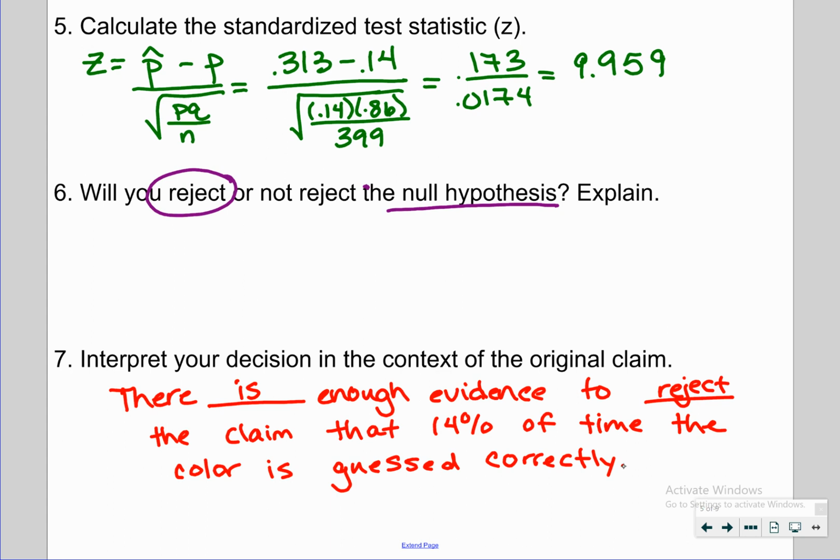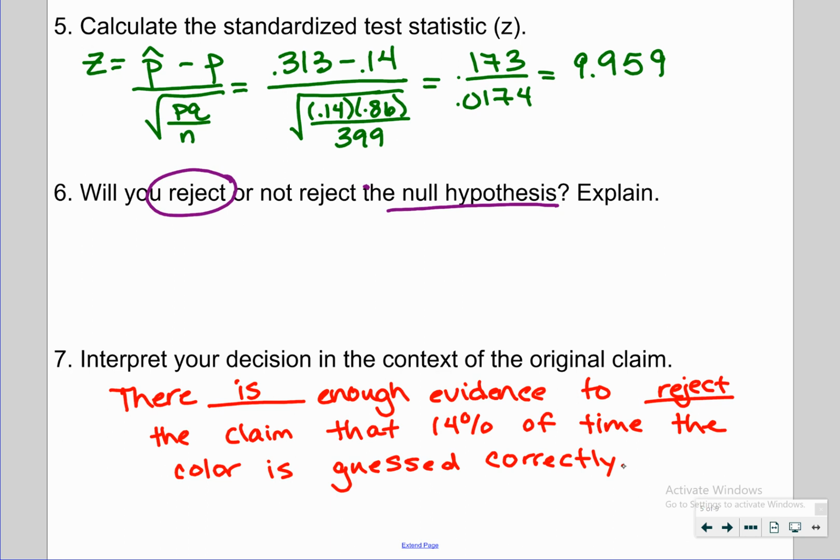Now, if you had had 15% or 16%, we might not have had enough to reject it. We would maybe be able to support that instead. But because we were so far above what was being hypothesized, it was rejected. Okay, now you could also change what the hypothesis test looked like. You could say we hypothesized that more than 14% of the time we would guess correctly, and then we'd probably have a different result. But because it was an equal to, not equal to situation, and we weren't really close to that number, above or below, that's why it's rejected. Okay?